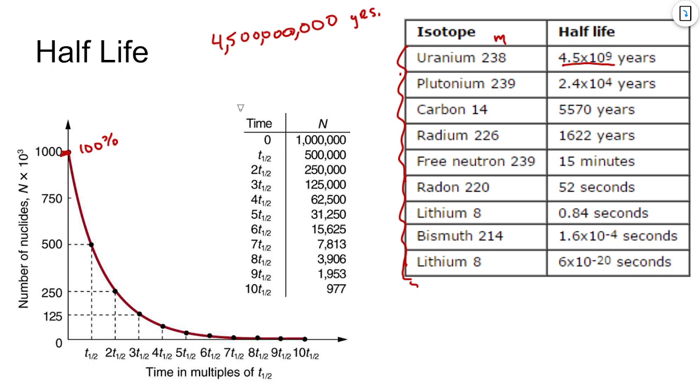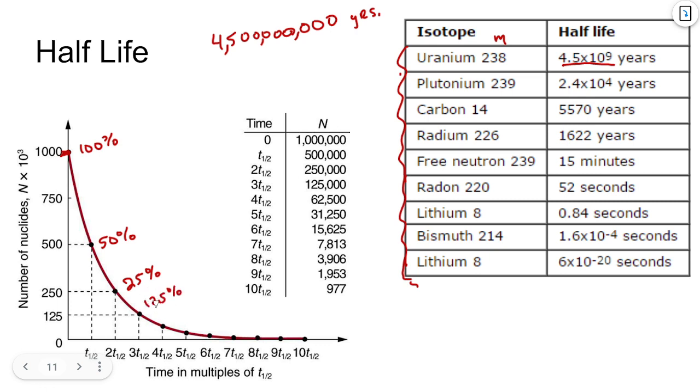So if you're starting here at 100%, then after all these many years, you have fallen to 50%. And in that much time again, you're going to lose half again. So 50 down to 25%. And then in another 4,500 million years, you're going to be down to 12.5%.